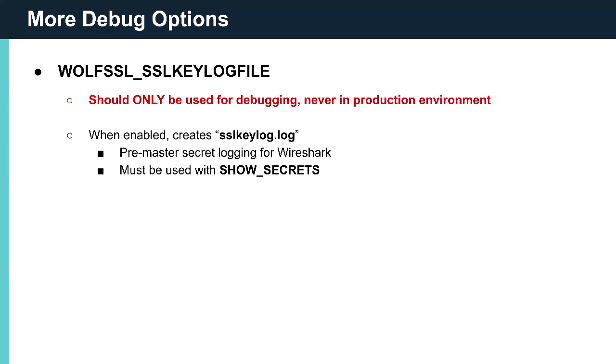One more define that we have is called WOLFSSL_SSLKEYLOGFILE. When enabled, this will cause wolfSSL to actually open, write to, and close a file called sslkeylog.log. This outputs some pre-master secret logging information that you can load into Wireshark to help Wireshark decrypt a connection. If you do define this, you also have to use the SHOW_SECRETS define as well.